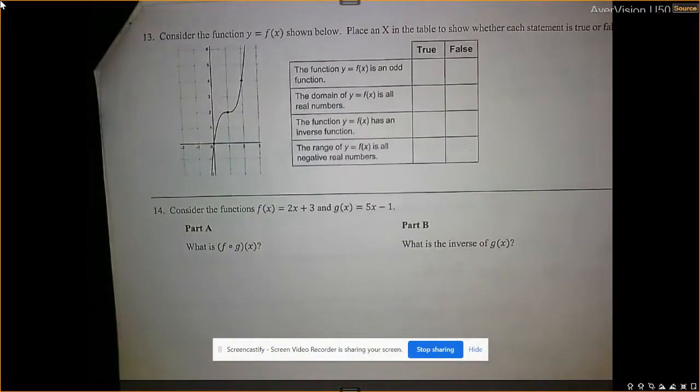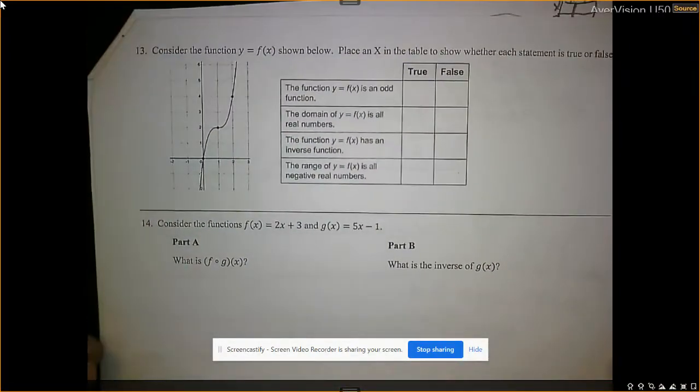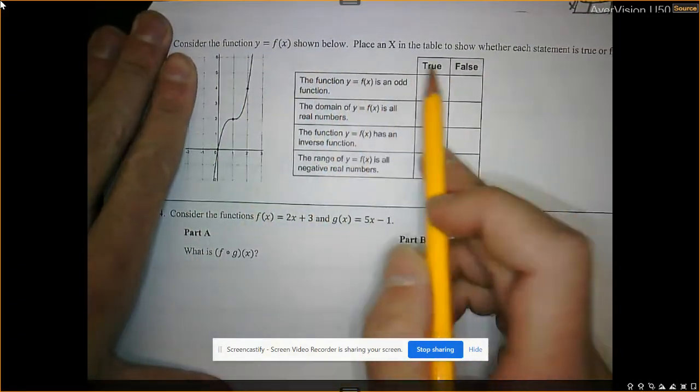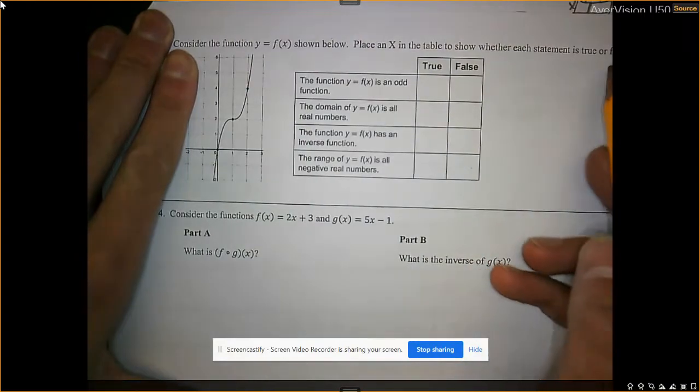All right. I really hope I can fit this all in. I don't know how much time I have, so I gotta hurry. All right, consider the function y equals f of x shown below. Place an x in the table to show whether each statement is true or false.